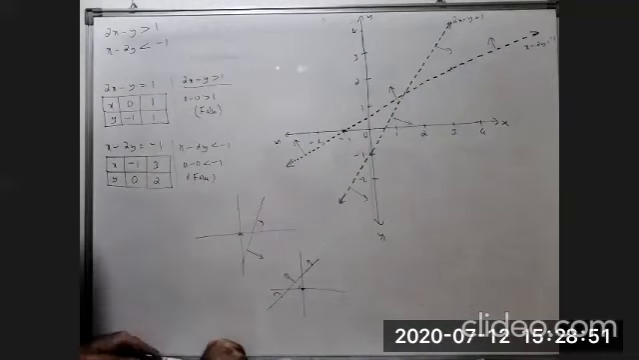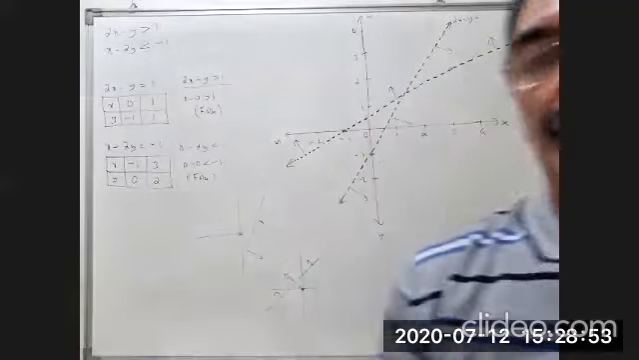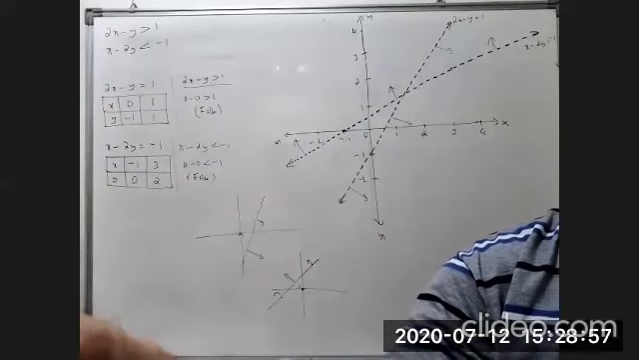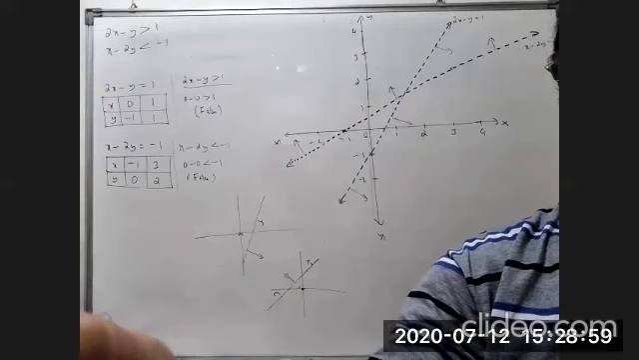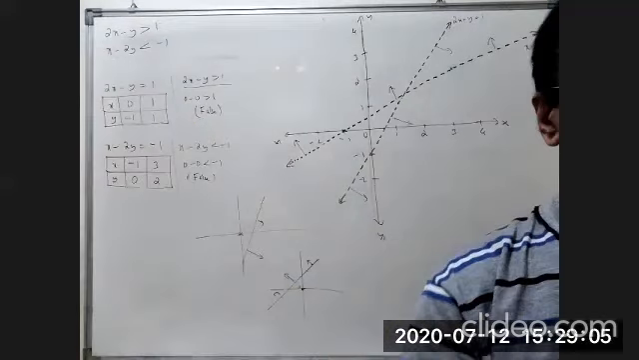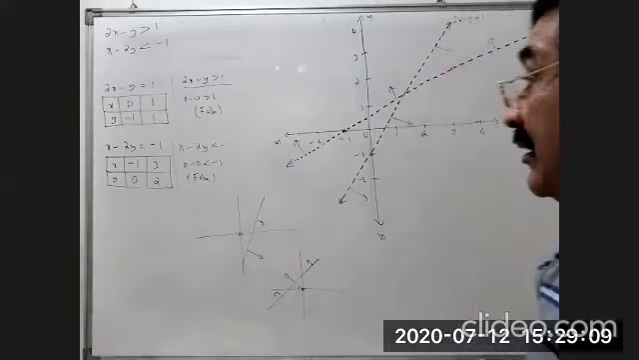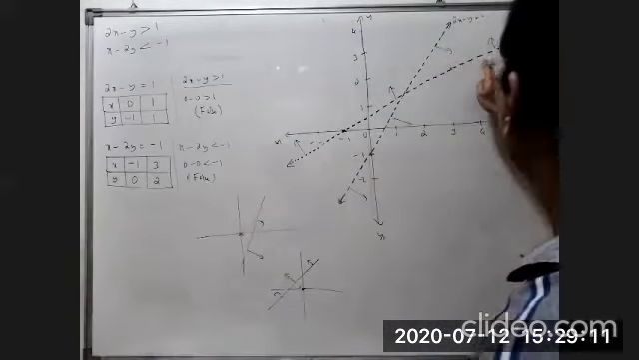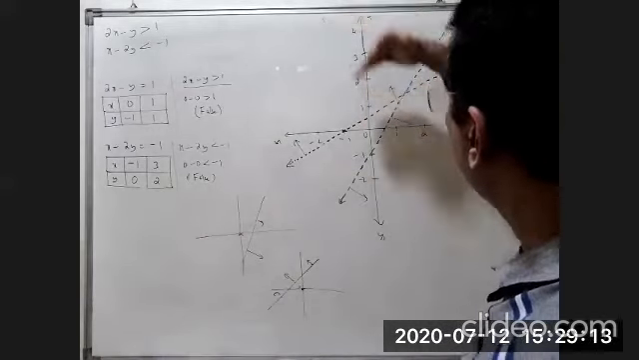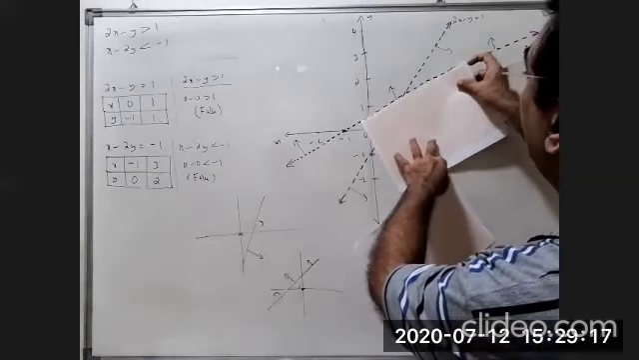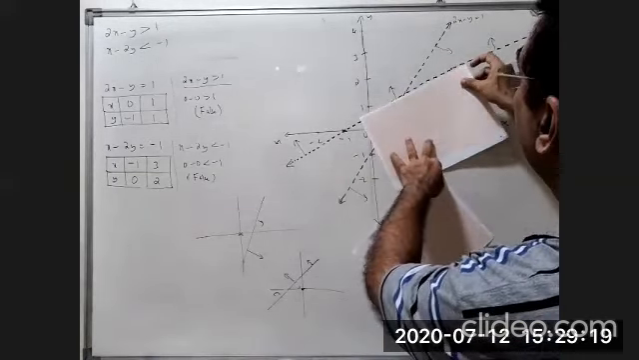Now, we need to shade the common region. Common region means, again, in your mind, unwanted. So, first line, the required area is above. So, the unwanted area I am covering it. I covered the unwanted area.